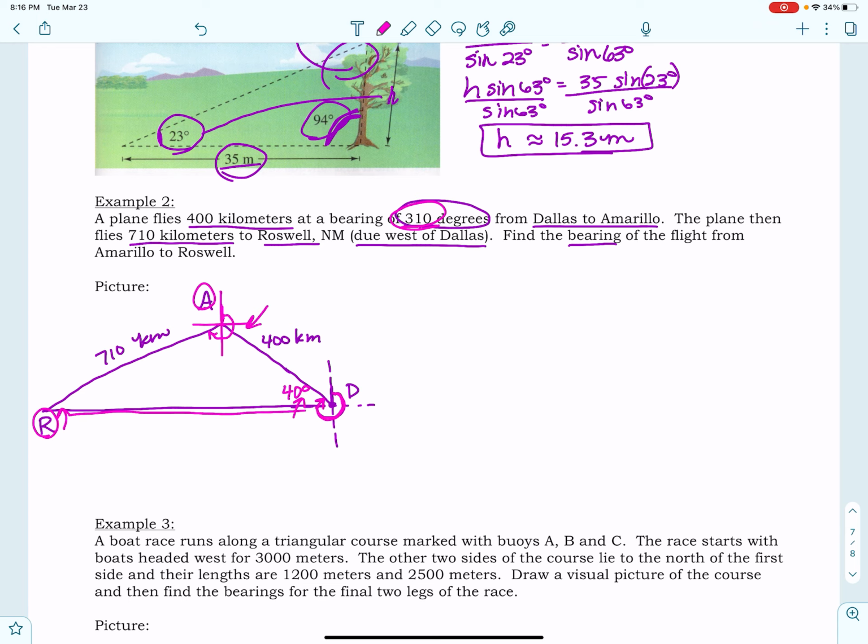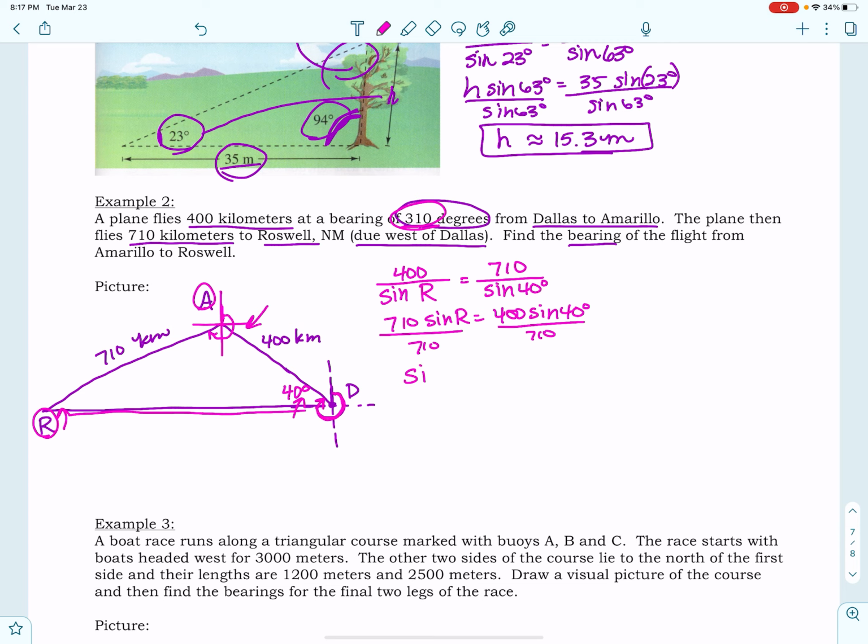So what I'm going to do is set up the law of sines. So using 400 kilometers over the sine of angle R, that's at Roswell, and I'm going to set this equal to 710 because it's across from the angle I know at 40 degrees, and that's going to be over the sine of 40 degrees. And of course, I'm going to cross multiply as always. Well, not always, but in this situation. Then I'm going to divide by 710.